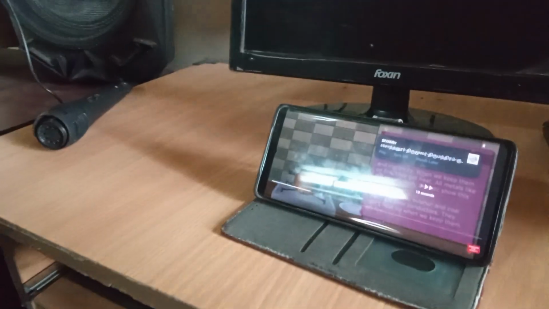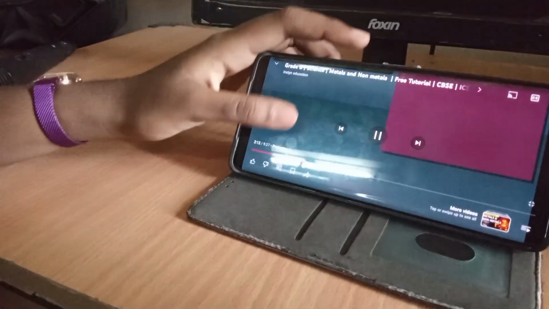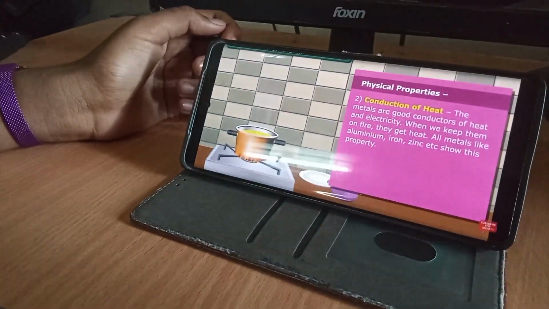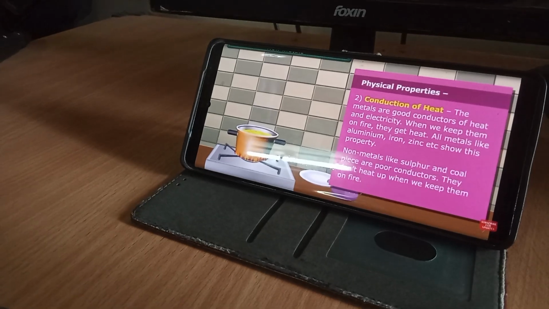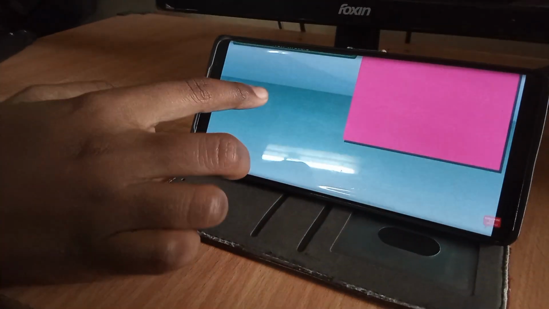Metals are good conductors of heat and electricity, while non-metals are poor conductors. The property of heat.